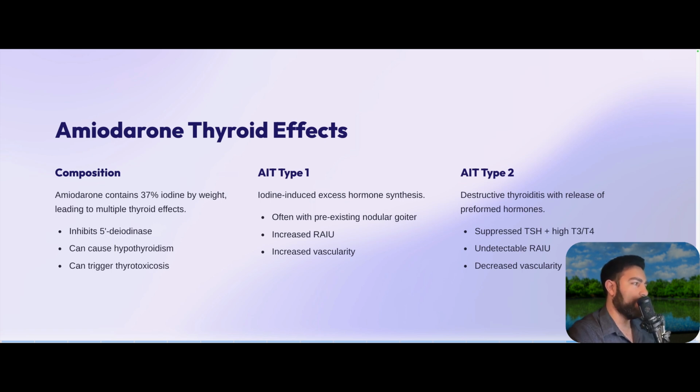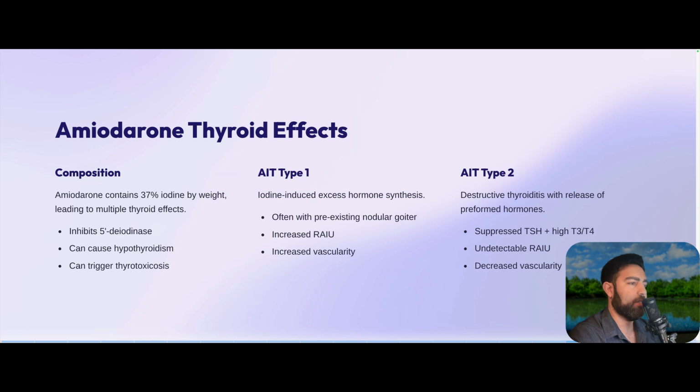So the composition, right? Amiodarone contains 37% iodine by weight. Very important, leading to multiple thyroid effects. It can inhibit that 5-deiodinase. It can cause hypothyroidism, and it can even trigger thyrotoxicosis. So the amiodarone iodine-induced type, AIT type 1, is that iodine-induced excess hormone synthesis.